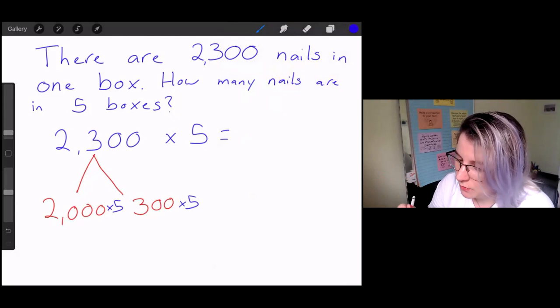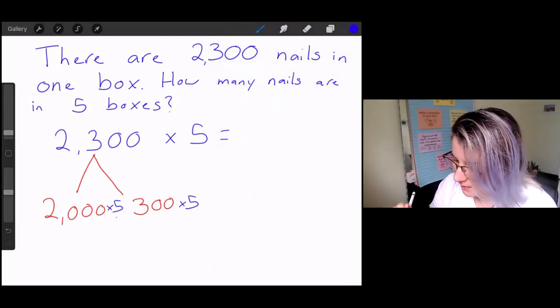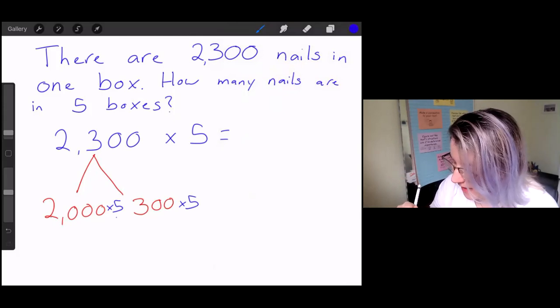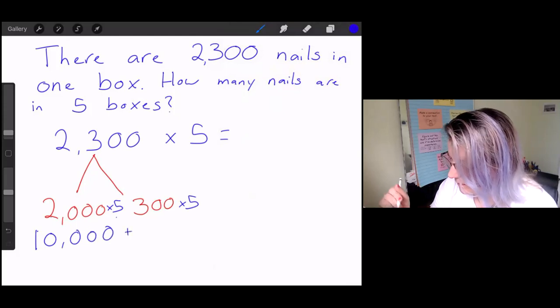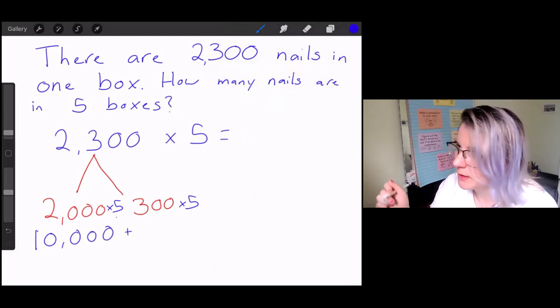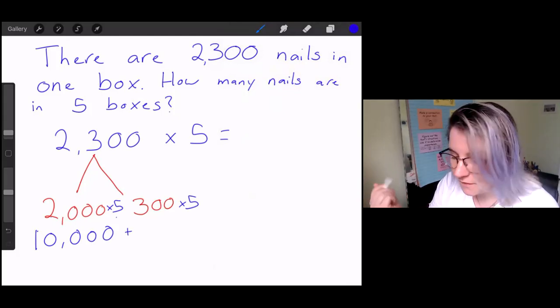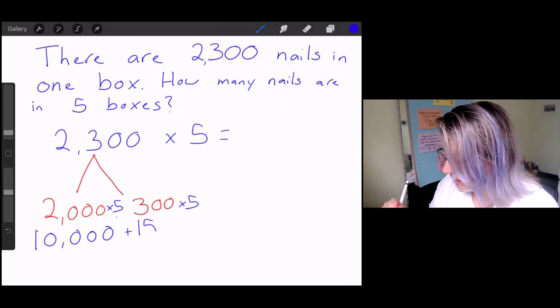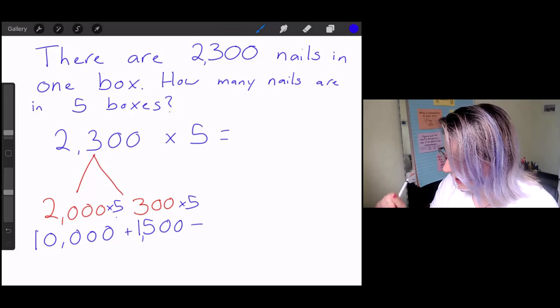All right, so we know that 2 times 5 is 10. So 2,000 times 5 is going to be 10,000. And then 300 times 5. Well, we know that 3 times 5 is 15. And we add those 2 zeros. And then we add them together.